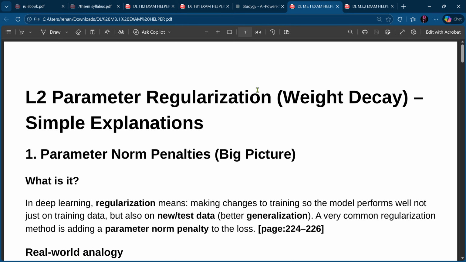Okay, welcome back everyone. We'll cover module 3 in this video. In two videos, we'll cover half of the module, which is enough for examination. We'll look into L2 parameter regularization, which is also called weight decay.